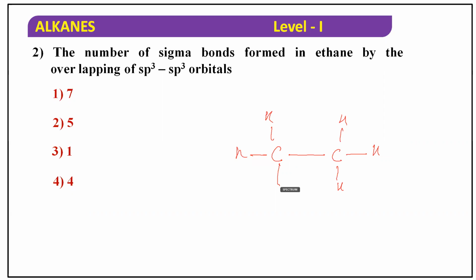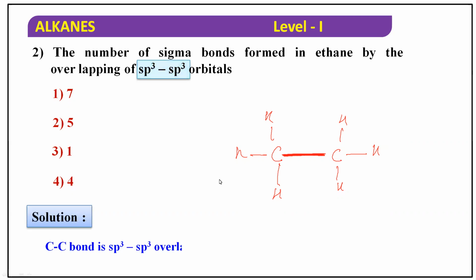See, first of all, for sp3 orbital overlapping, there should be sp3 in that atom. So that's the only possibility here, between carbon. See, there is an overlapping. There is a sigma bond between carbon and hydrogen also, but that is sp3 and s. So the answer here is only one. There is only one sp3 orbital overlapping which is forming a sigma bond. So the answer is 1.